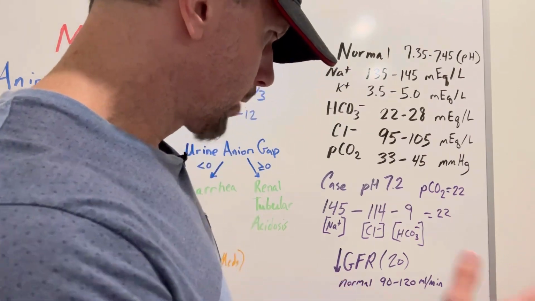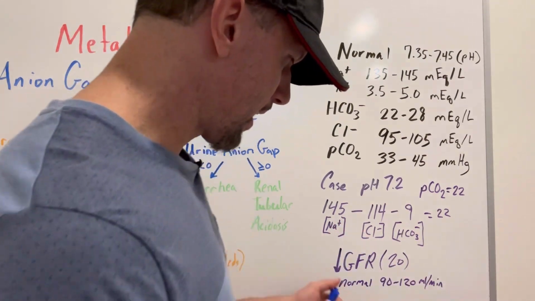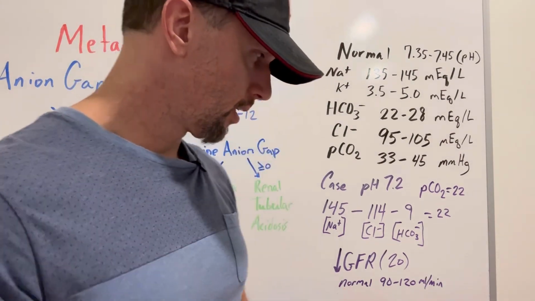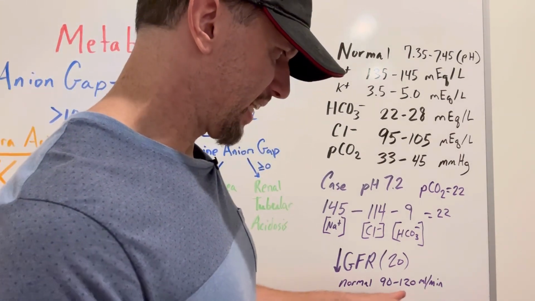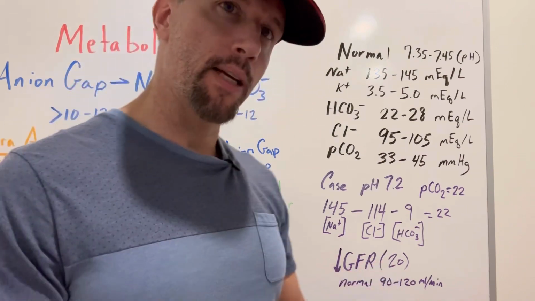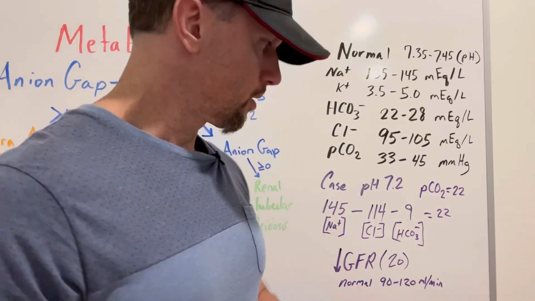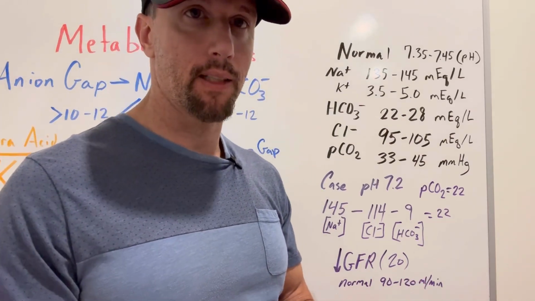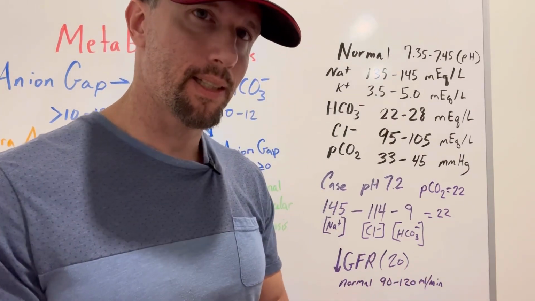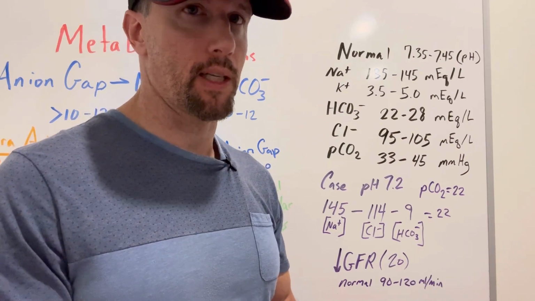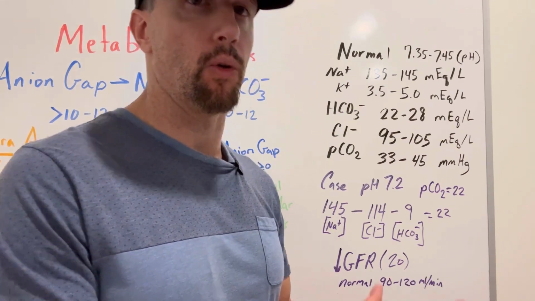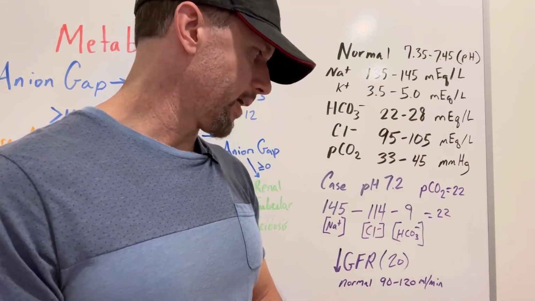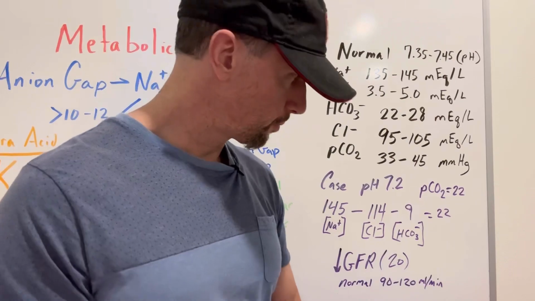So we look into it a little bit further, and we find out that this patient has a GFR, a glomerular filtration rate, of less than 20. A normal GFR is 90 to 120. This is extreme kidney failure. So it could be a couple of things. It could be uremia because they're not able to excrete the waste. It could be lactic acidosis because the kidneys aren't able to excrete the lactic acid. So either way, we're kind of narrowing it down.